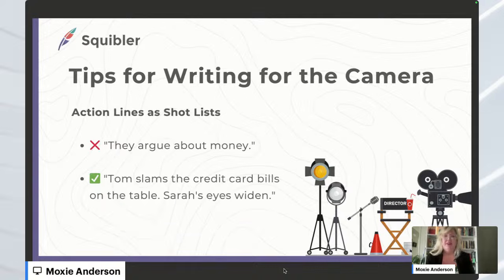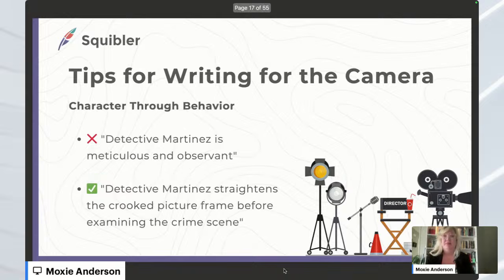You also want to have action lines as shot lists. So instead of "they argue about money," we need to know what the director is going to have the film crew film. So when you have "they argue about money," we don't quite know how that's going to look. But when Tom slams the credit card bills on the table and Sarah's eyes widen, this is filmable. This is something that the director and the film crew can discuss that they can film.